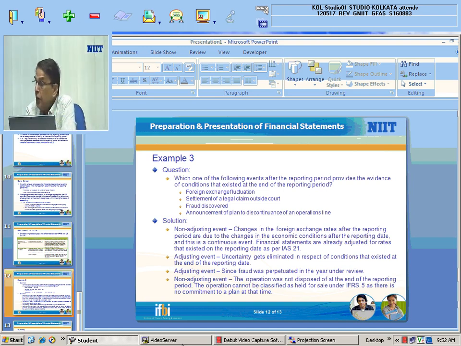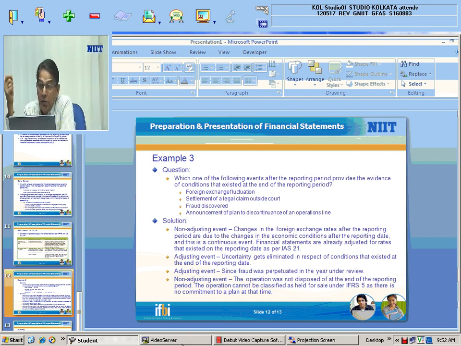Third one, frauds discovered. Again, it's an adjusting event. Fraud was perpetuated in the year under review. So when the fraud is discovered, although it was not known on the reporting date, because of the fraud, the company may suffer some losses. So the condition existed on the reporting date, only it was discovered subsequently. Since fraud was perpetuated in the year under review, it will be considered an adjusting event.